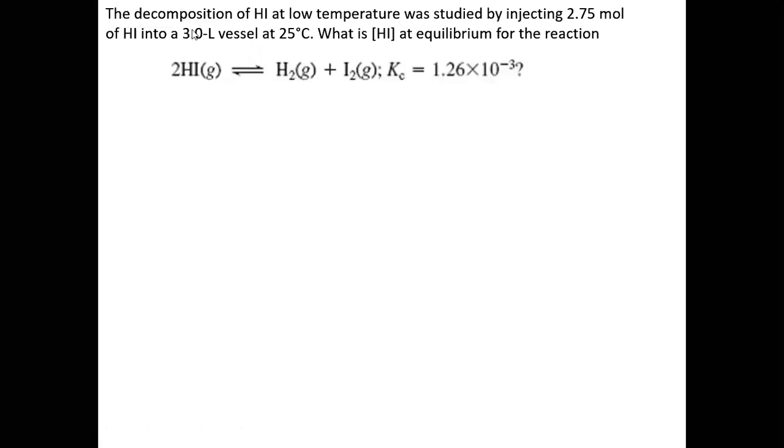So here we have another example. We have the decomposition of hydrogen iodide at a low temperature by injecting 2.75 moles of HI into a 3-liter vessel. What is the HI at equilibrium? So again, we need to know the initial concentration of HI.